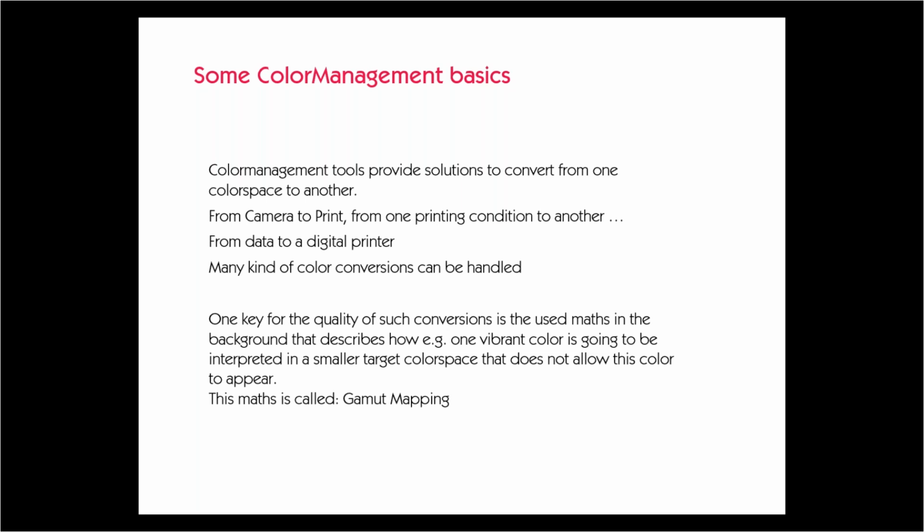One key criterion for the quality of these conversions is the formula used, which is described in the profiles you use for the conversion. The formula describes how a particular color, or how all the colors in the source color space, will be moved to the smaller color space, so how they will be squeezed in where this color does not exist. The mathematics in the background is called gamut mapping.